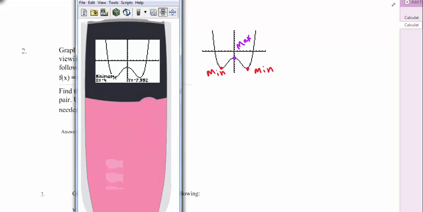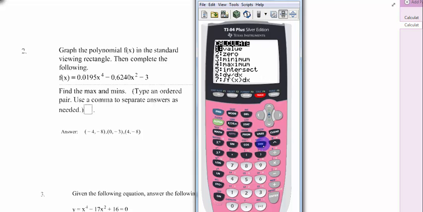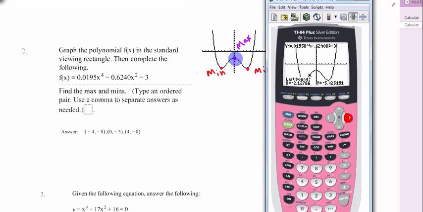So that should be, let's look at our answers, -4, -8. That's our point over there. Now we're going to go find this one. Second calc. That's a max, so hit number 4. We're going to move till we are to the left of that high point. Remember, we're looking for this one. So we can hit enter. Then we'll come over to the right of that high point, hit enter, and enter a third time.